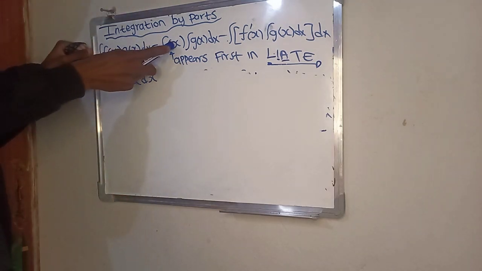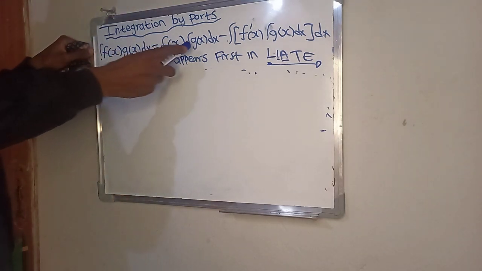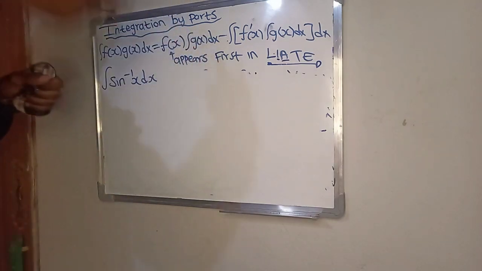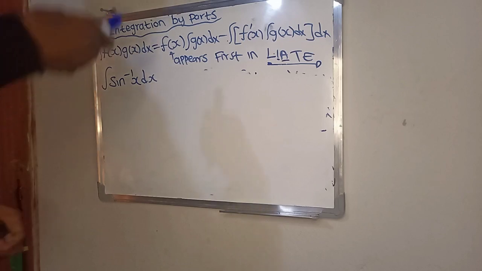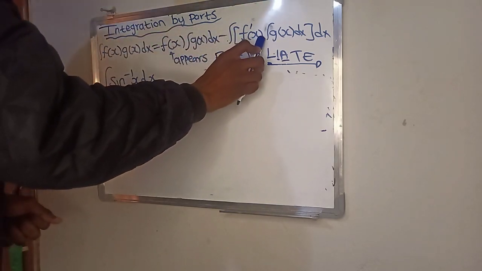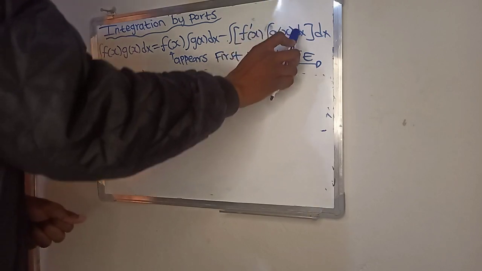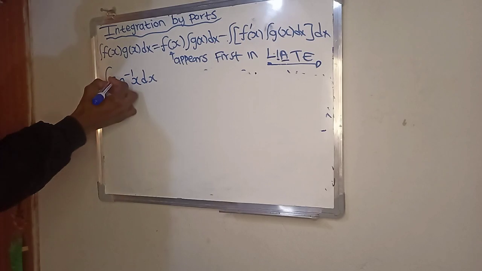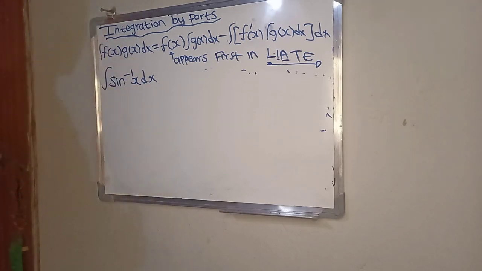We'll have to keep f(x) constant. We integrate g(x) dx. We subtract the integral of the product of the derivative of f(x) with the integral of g(x) dx. Suppose we were to integrate the sine inverse of x dx.